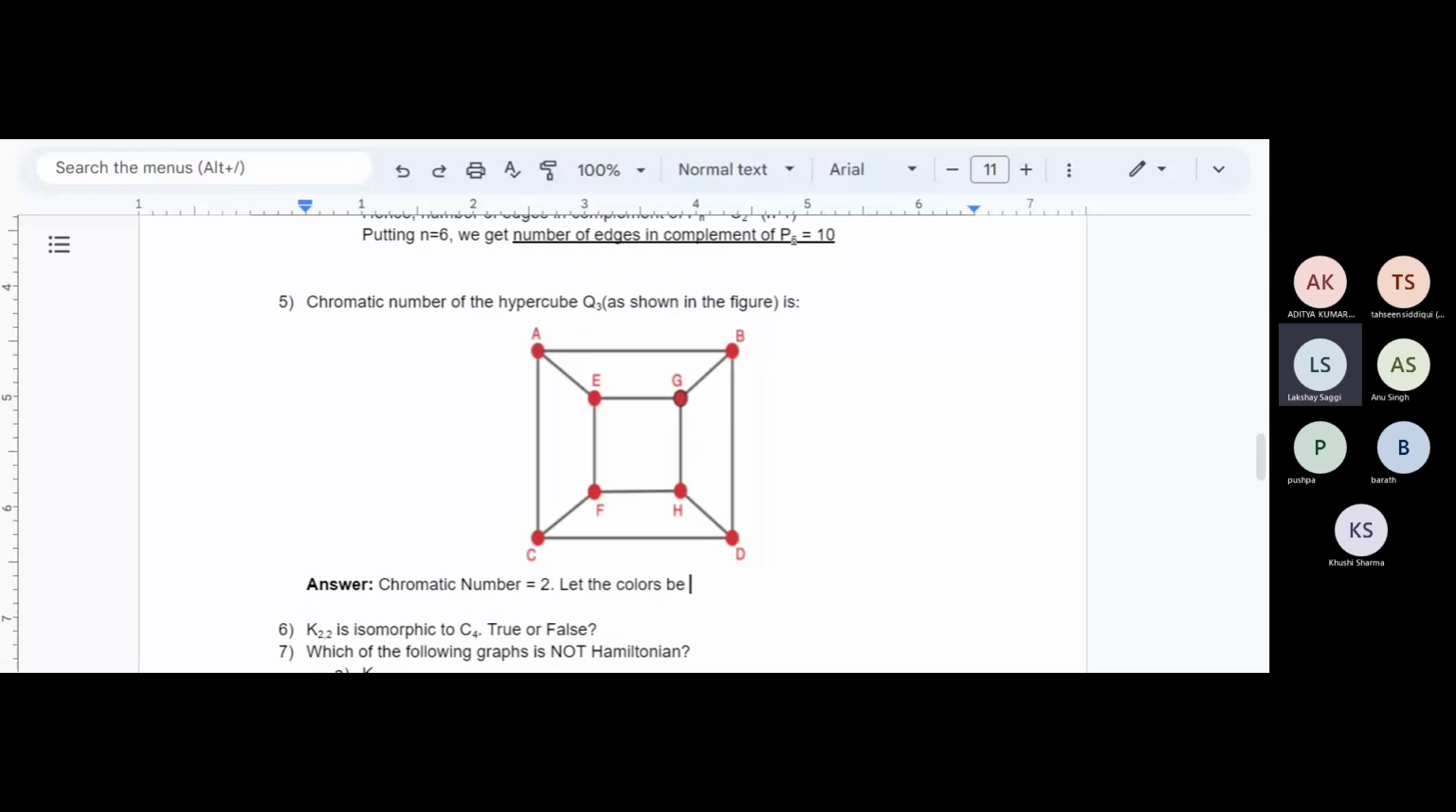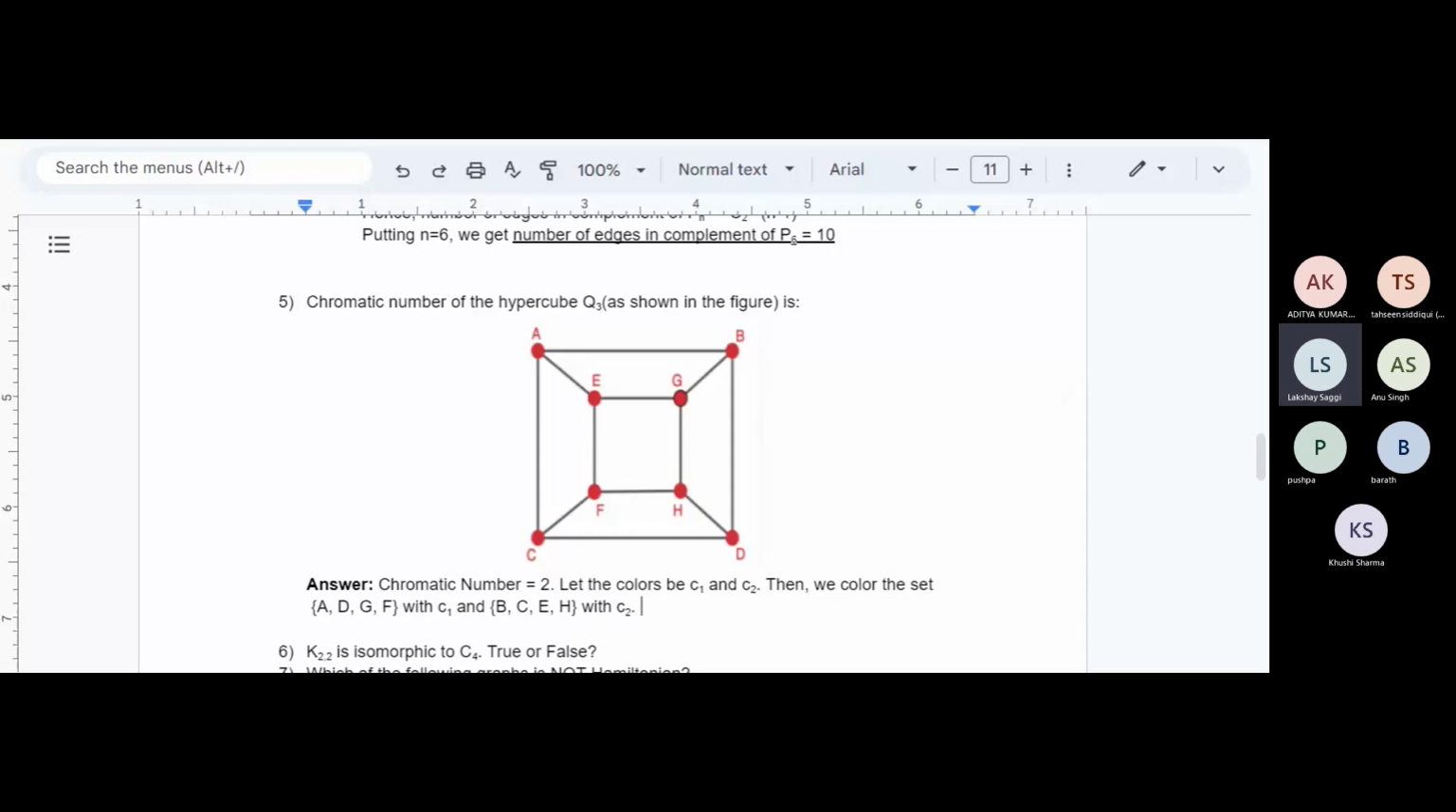Let the colors be C1 and C2. Then we color the set of vertices A, D. Basically these opposite ends of the cycle, and then these opposite ends of the cycle which don't share an edge with A and D. So G and F. So we color the set ADGF with C1, and the other set, let's just write down, it would be BCEH with C2.